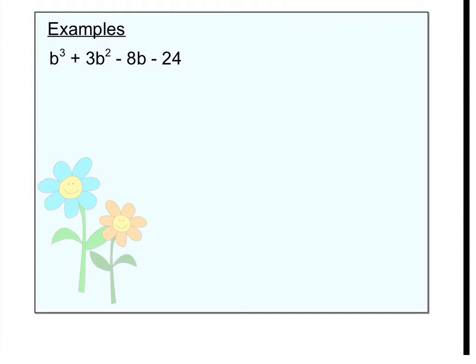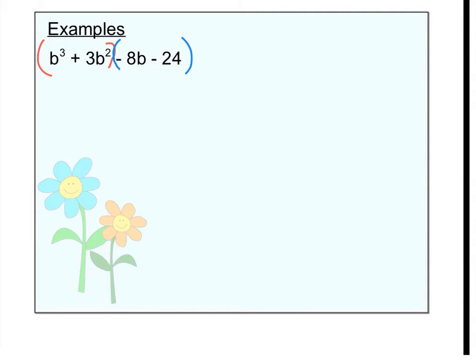So our first example says b cubed plus 3b squared minus 8b minus 24. So our first step here was not to factor anything yet, but to group the first 2 terms together and the last 2 terms together. I like to draw parentheses around them. That's our first step. Second step was to factor a GCF out of each binomial.